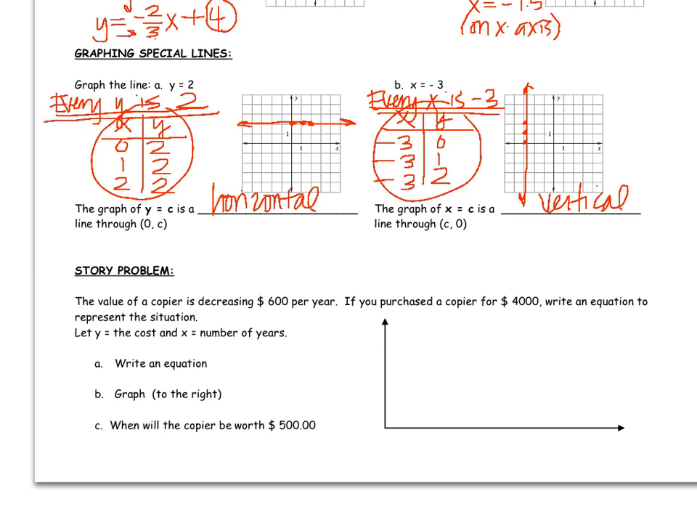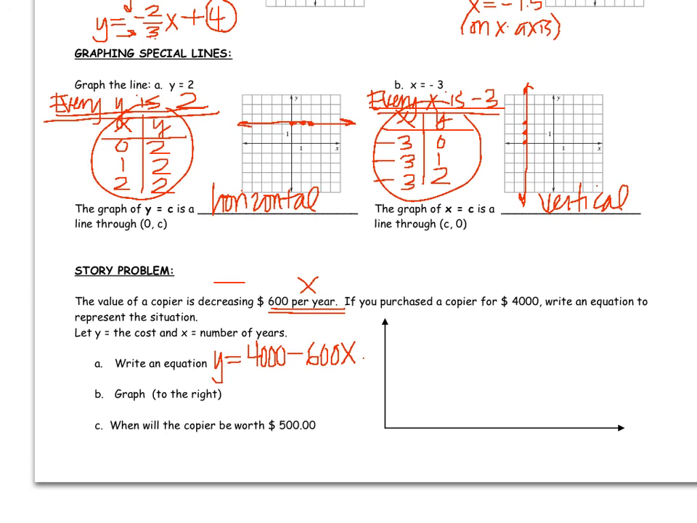Last one is a story problem. A value of a copier decreases $600 per year. If you purchase the copier for $4,000, write an equation to represent the situation. Now, I just want to get the equation, and then I'm going to stop and we'll do the rest in class. We know a per year is where our variable is going to be. Decreasing means subtract. So if I look at this, what is the cost currently? I spent $4,000 on it originally, and it decreases $600 per year.